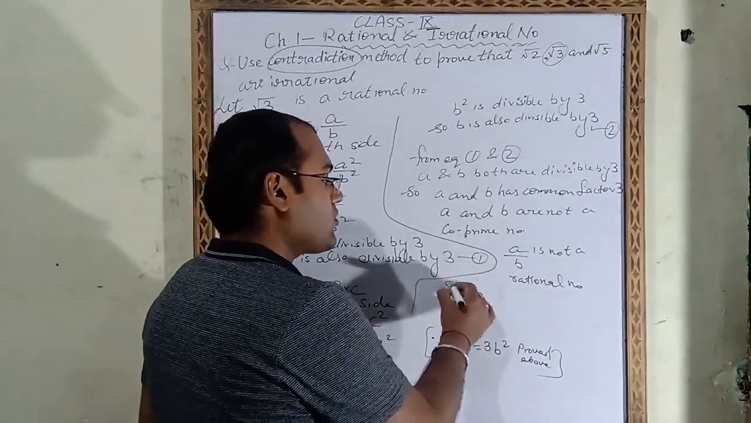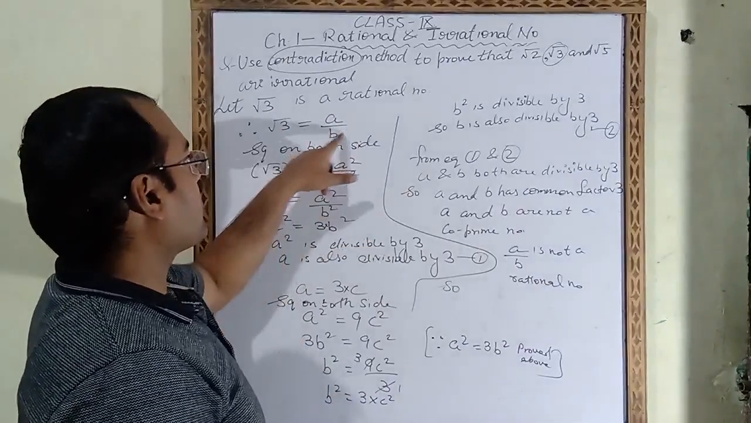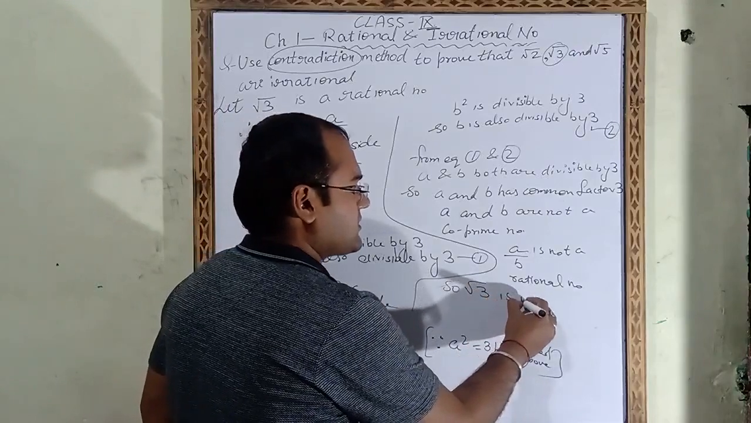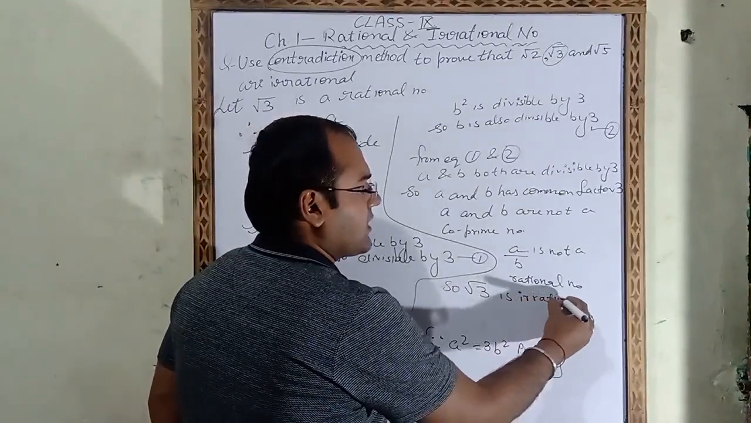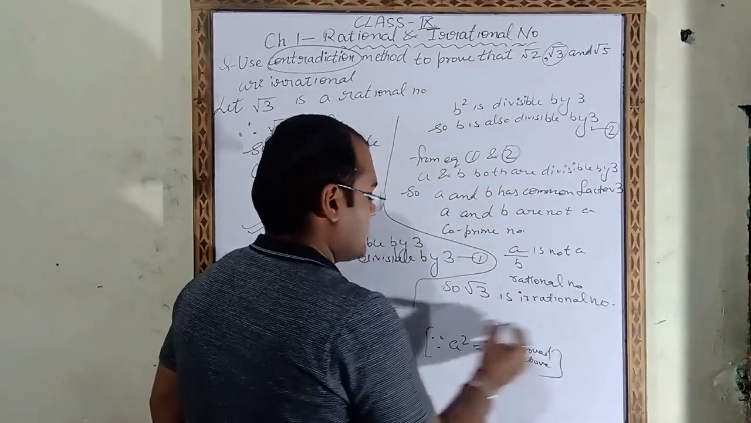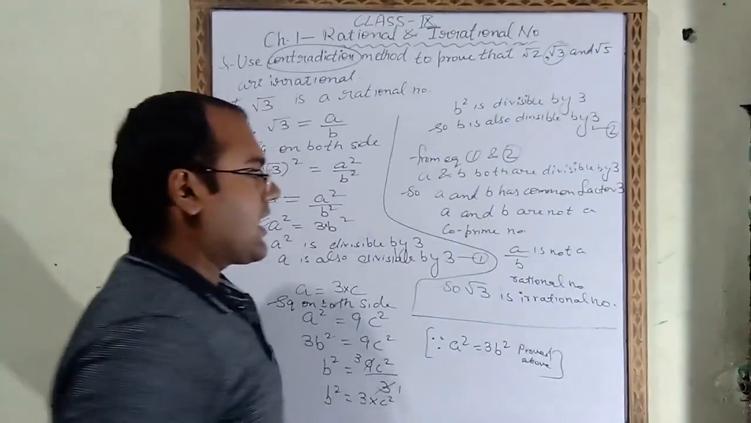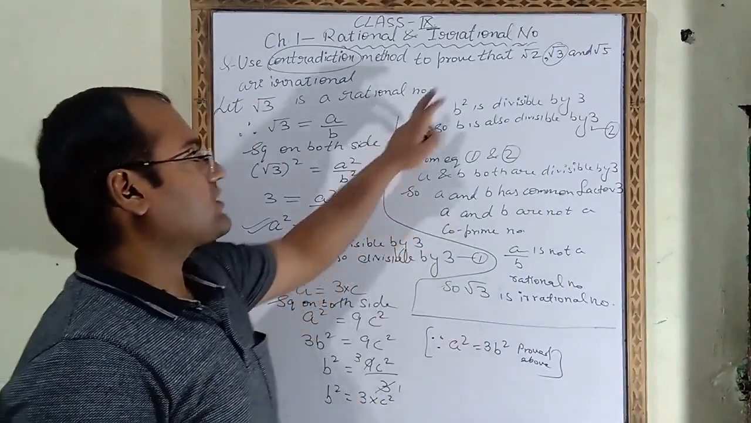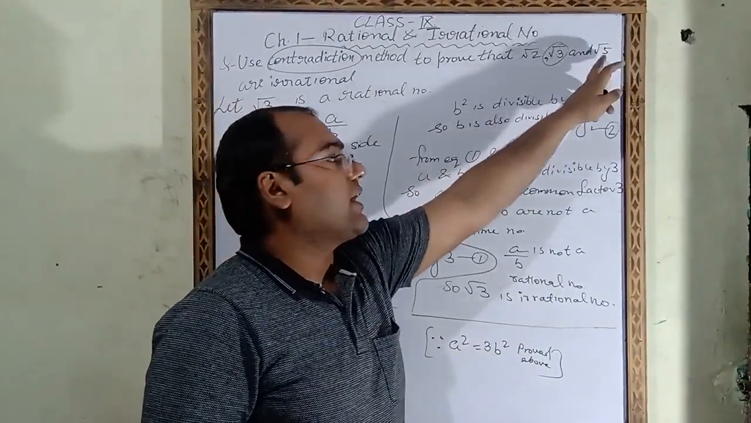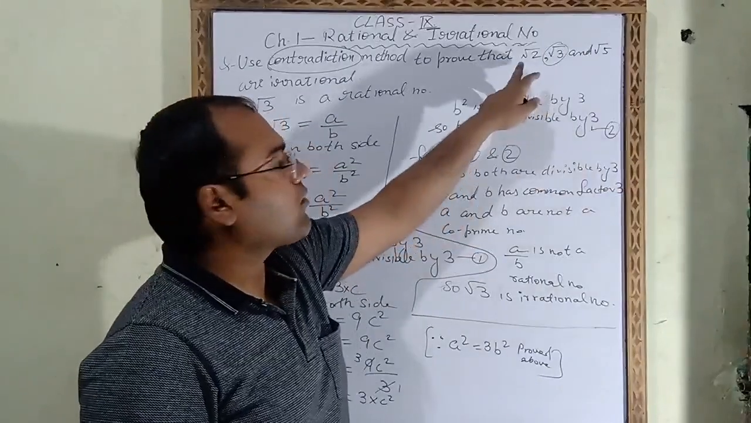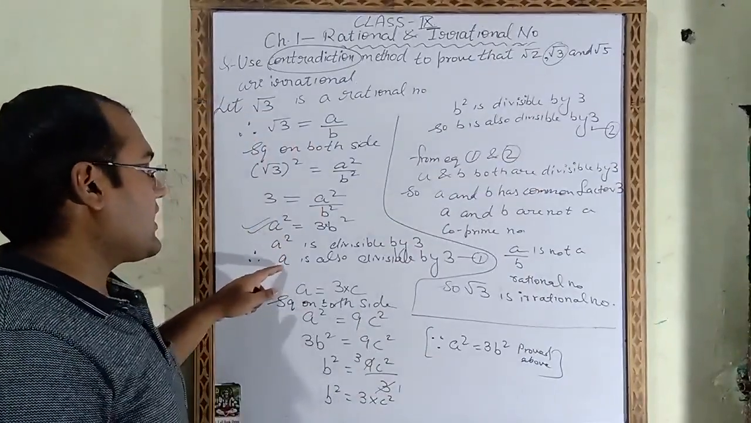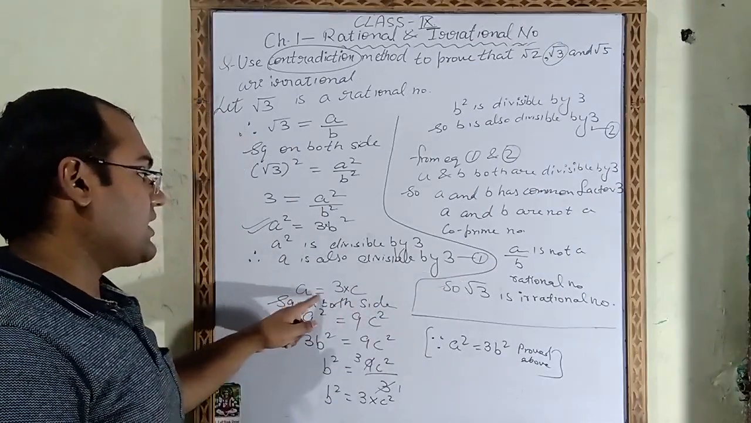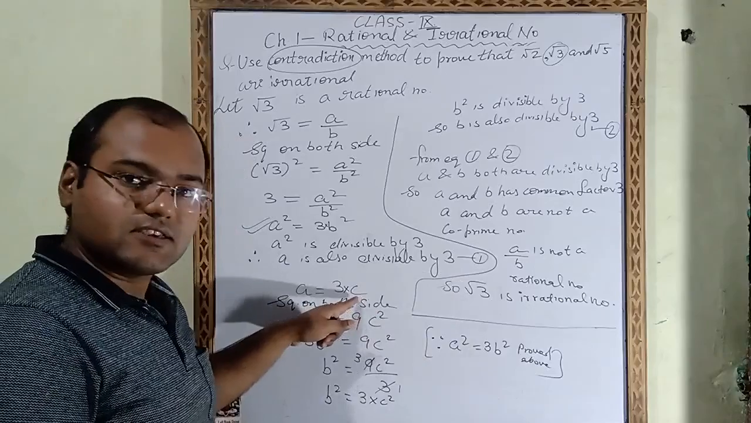So this A upon B means under root 3. So we can say under root 3 is irrational number. So like this you have to do in contradiction method. In the same way you can solve for root 2 also and root 5 also. When you solve for root 2, what you will get here? You will get A is divisible by 2. So equation what you have to make? A is equal to 2 multiply C.